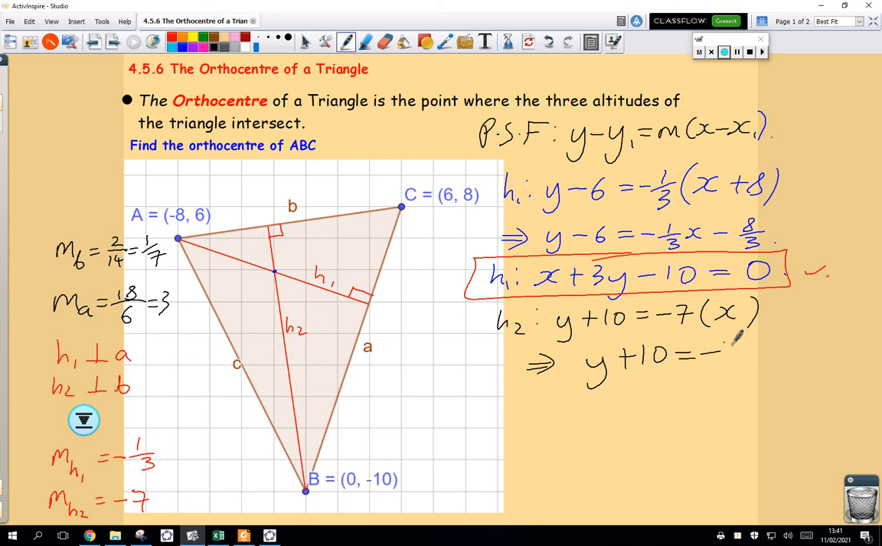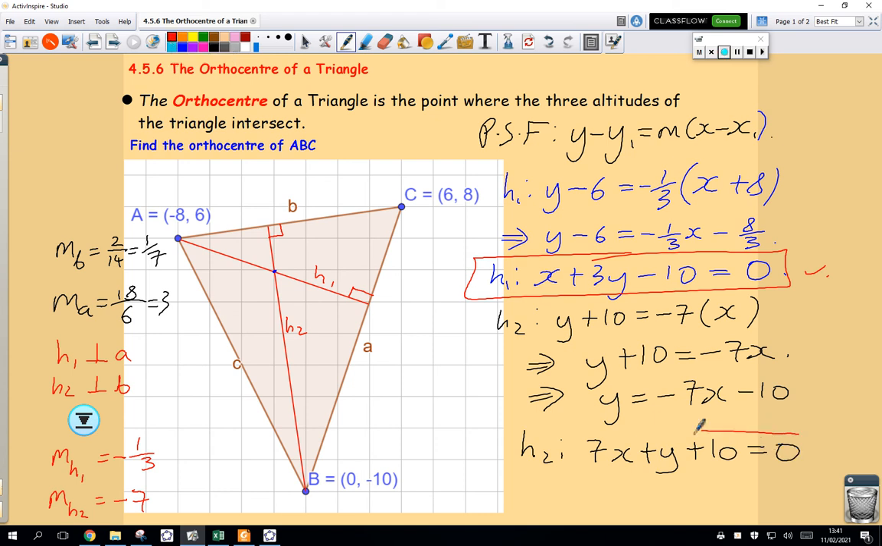Y plus 10 is negative 7x. So I can solve for y here. Y is going to equal negative 7x minus 10. Notice that's a line with a slope of negative 7 and a y-intercept of negative 10. I like that form. That's the slope of h2. I could put that into standard form by adding 7x on both sides and adding 10 on both sides equals 0. Okay, so that's my slope of h2 in there.